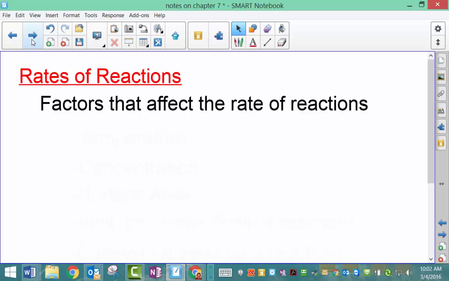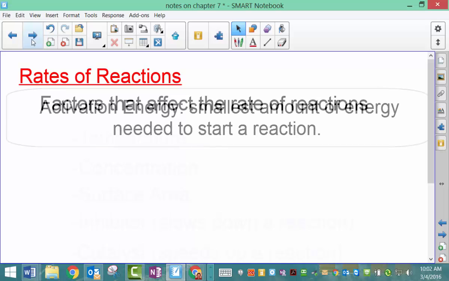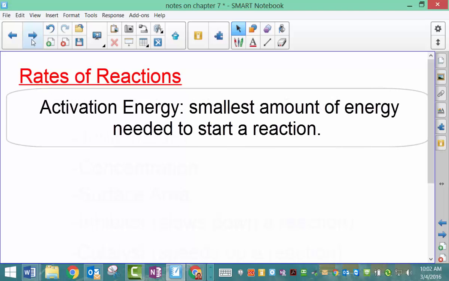Okay, now we're going to go into what's called the rates of reaction. The speed at which a new particle is formed is called the rate of reaction, so the speed of the reaction. We need what's called activation energy. And activation energy is going to be the smallest amount of energy that the molecules need to react.